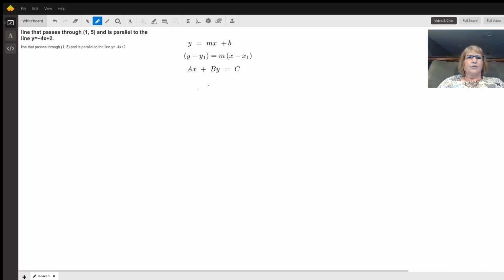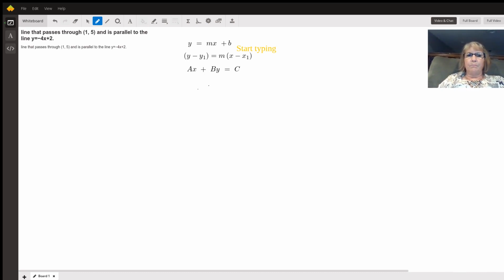So yeah, let's first remember that when you're writing equations of a line, there's three different forms you can choose from. There's the y equals mx plus b, which is the one I like to start with. Then we've got y minus y sub 1 equals m times x minus x sub 1. That's your point slope form. And then we have ax plus by equals c.